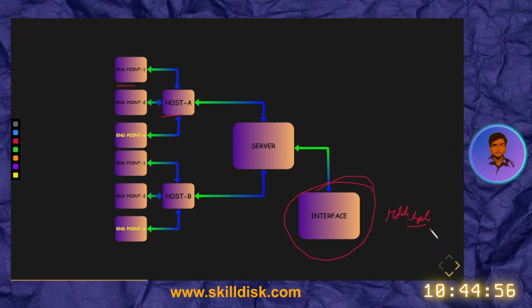Now a server can accept many hosts, and a host can connect with many endpoints. These options are available. But this is okay for those types of applications like the ride which you want to book. For those applications, only one interface with your mobile phone is fine.